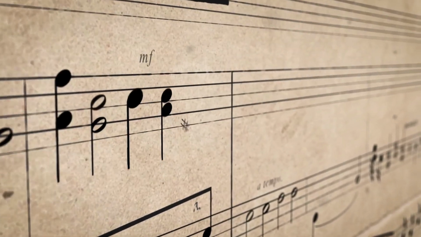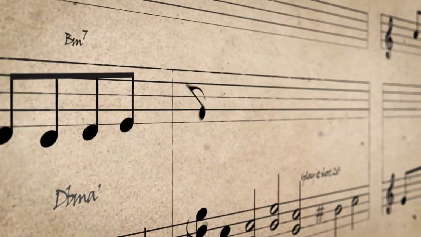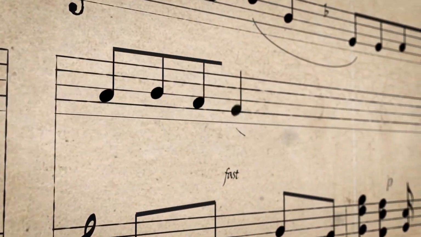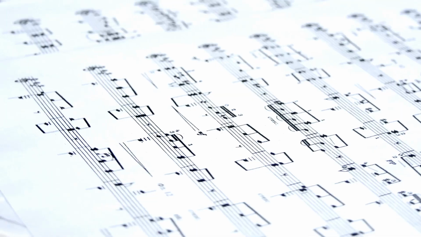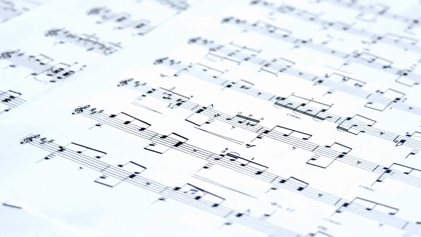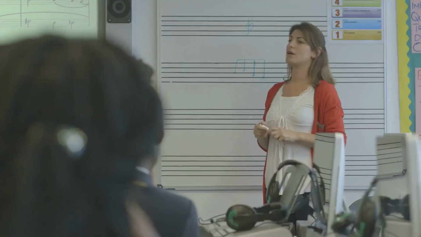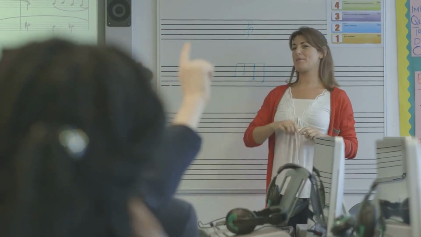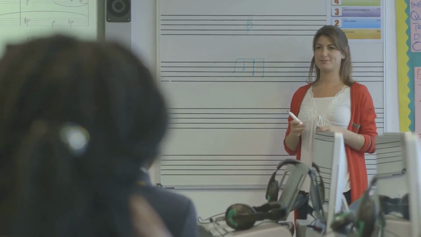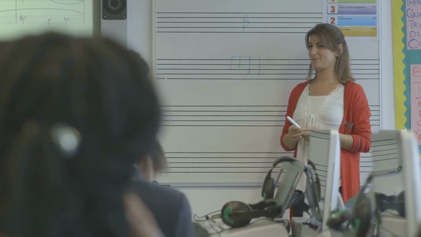Have you ever noticed those two numbers at the beginning of a piece of sheet music? That's the time signature, and it's key to understanding the rhythm of a song. It tells you how many beats are in each measure and what kind of note gets one beat.